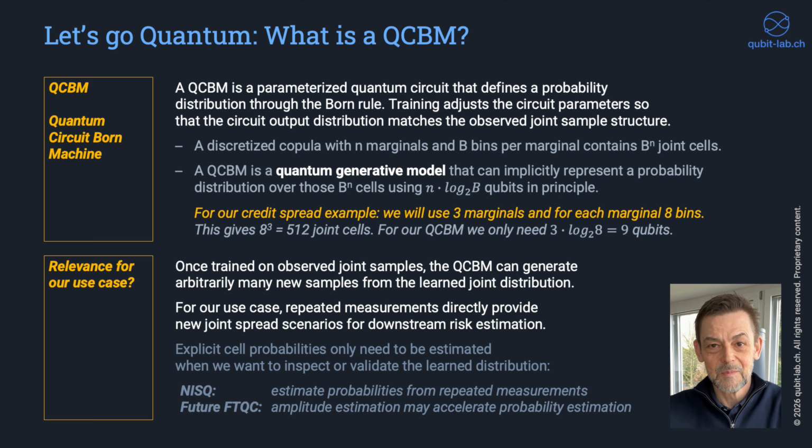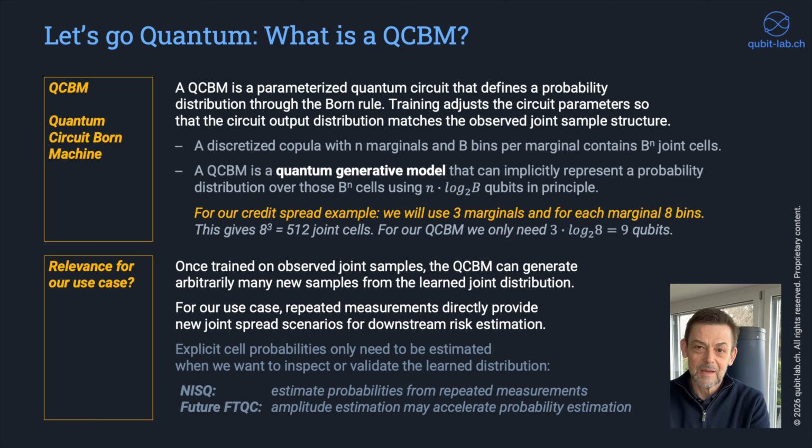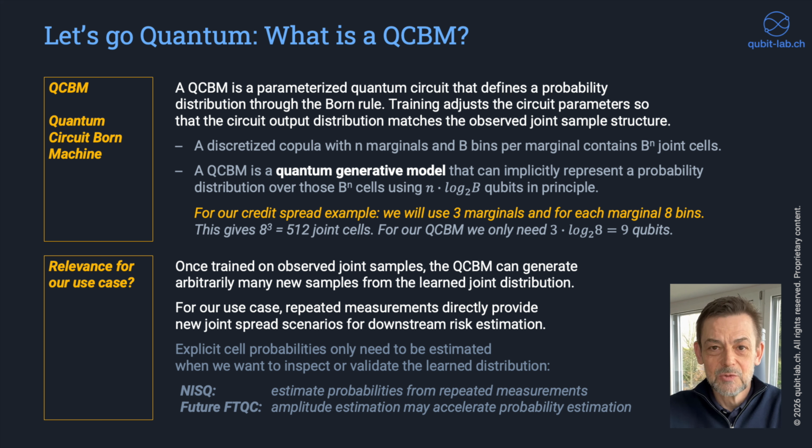A QCBM, or quantum circuit-born machine, is a parameterized quantum circuit that defines a probability distribution through the Born rule. Training adjusts the circuit parameters so that the output distribution matches the observed joint sample structure. For our credit example, we use 3 marginals and 8 bins per marginal. That gives 8 to the power of 3 equals 512 joint cells. In principle, a QCBM can represent a distribution over those cells using only n times log base 2 of b qubits, which here means 9 qubits.